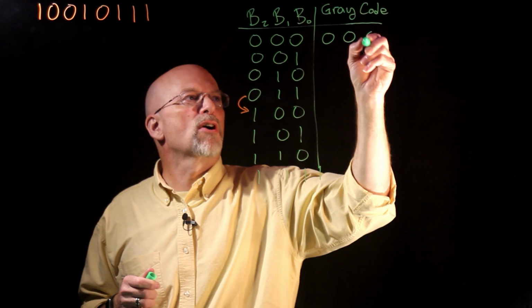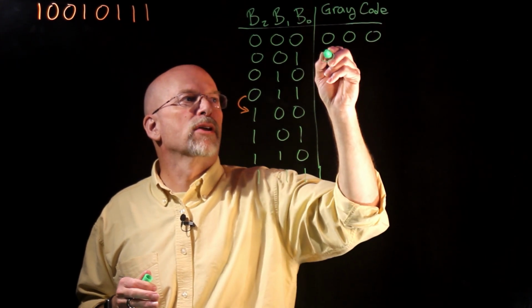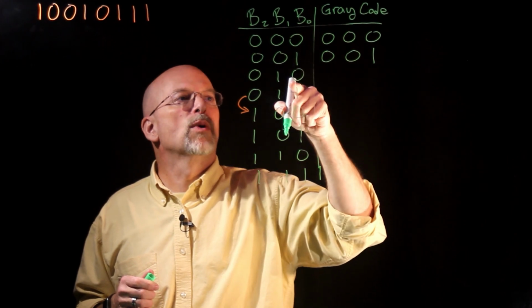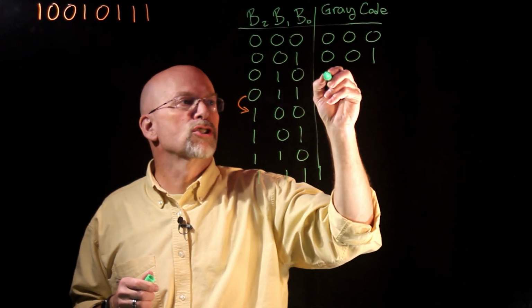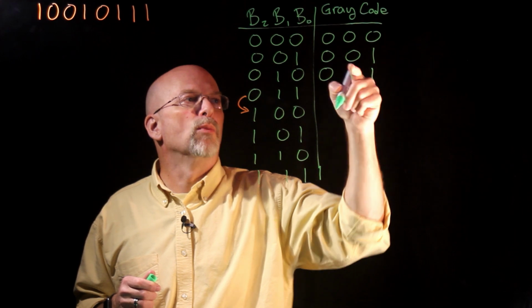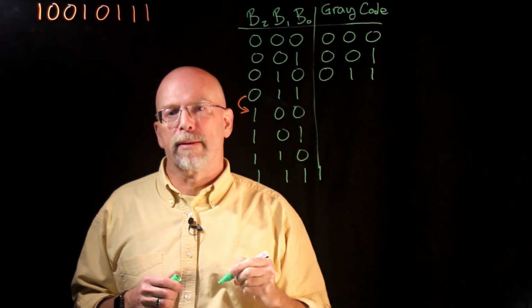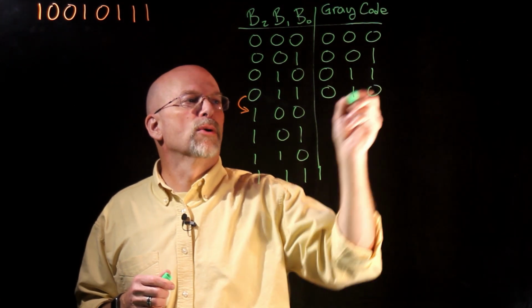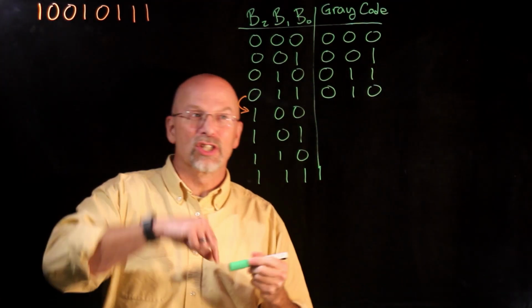So we still start out at 0, 0, 0. And then go to 0, 0, 1. But instead of going to 0, 1, 0, where 2 bits change, we go to 0, 1, 1. We only change the center bit. Then after that, we go to 0, 1, 0 and grab that pattern that we skipped over.